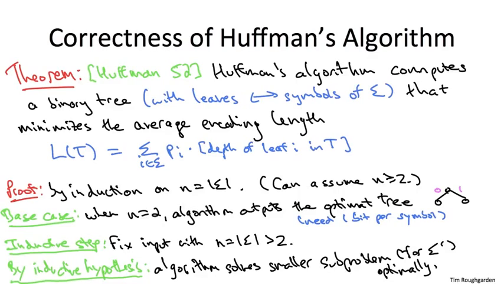So to understand how we're going to pass from the inductive hypothesis, this assumption that we're correct on all smaller inputs, to the inductive step, the assertion that we're correct on the current input, we need to take a closer look at how the original input with its alphabet sigma relates to the smaller subproblem with the smaller alphabet sigma prime, with the 2 letters fused into 1, which is the one that we solve correctly by assumption recursively.